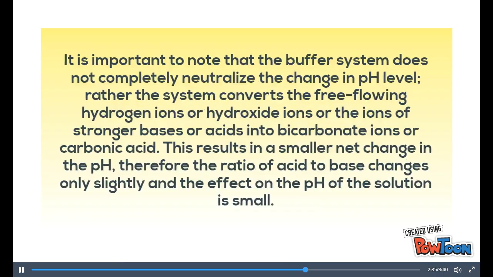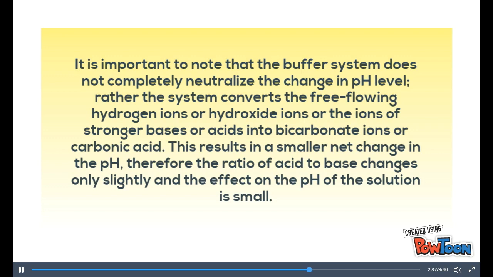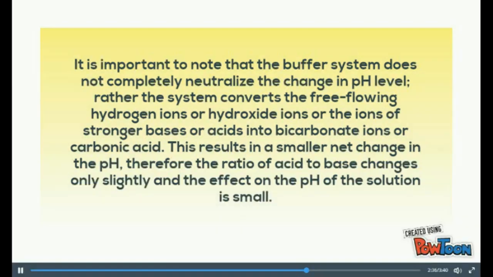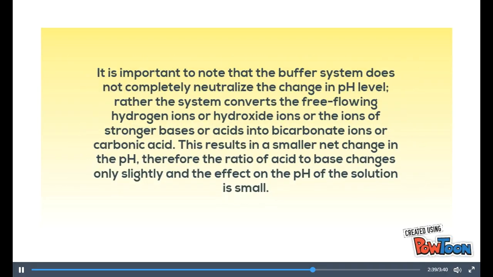It is important to note that the buffer system does not completely neutralize the change in pH level. Rather, the system converts the free-flowing ions of the stronger bases or acids into bicarbonate ions or carbonic acid. This results in a smaller net change in the pH; therefore the ratio of acid to base changes only slightly and the effect on the pH of the solution is small.